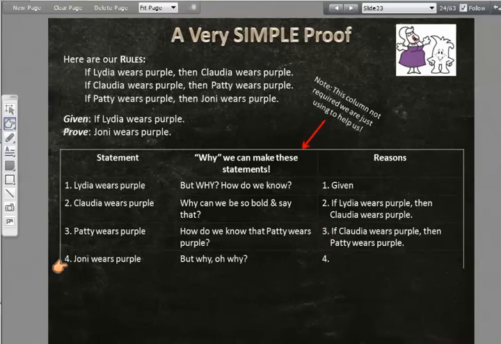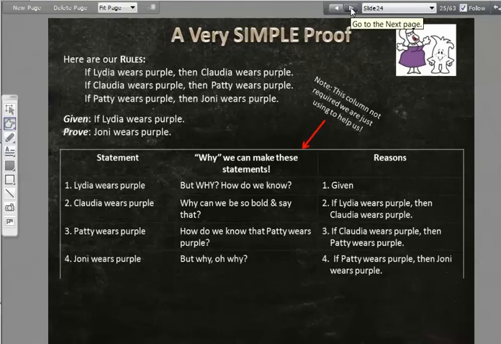Our fourth statement says Joni wears purple. But why can we say that? First off, that's what we're proving, that Joni wears purple. But there's also a rule that tells us why. It says if Patty wears purple, then Joni wears purple. So we put that in as our reason. And we're done.